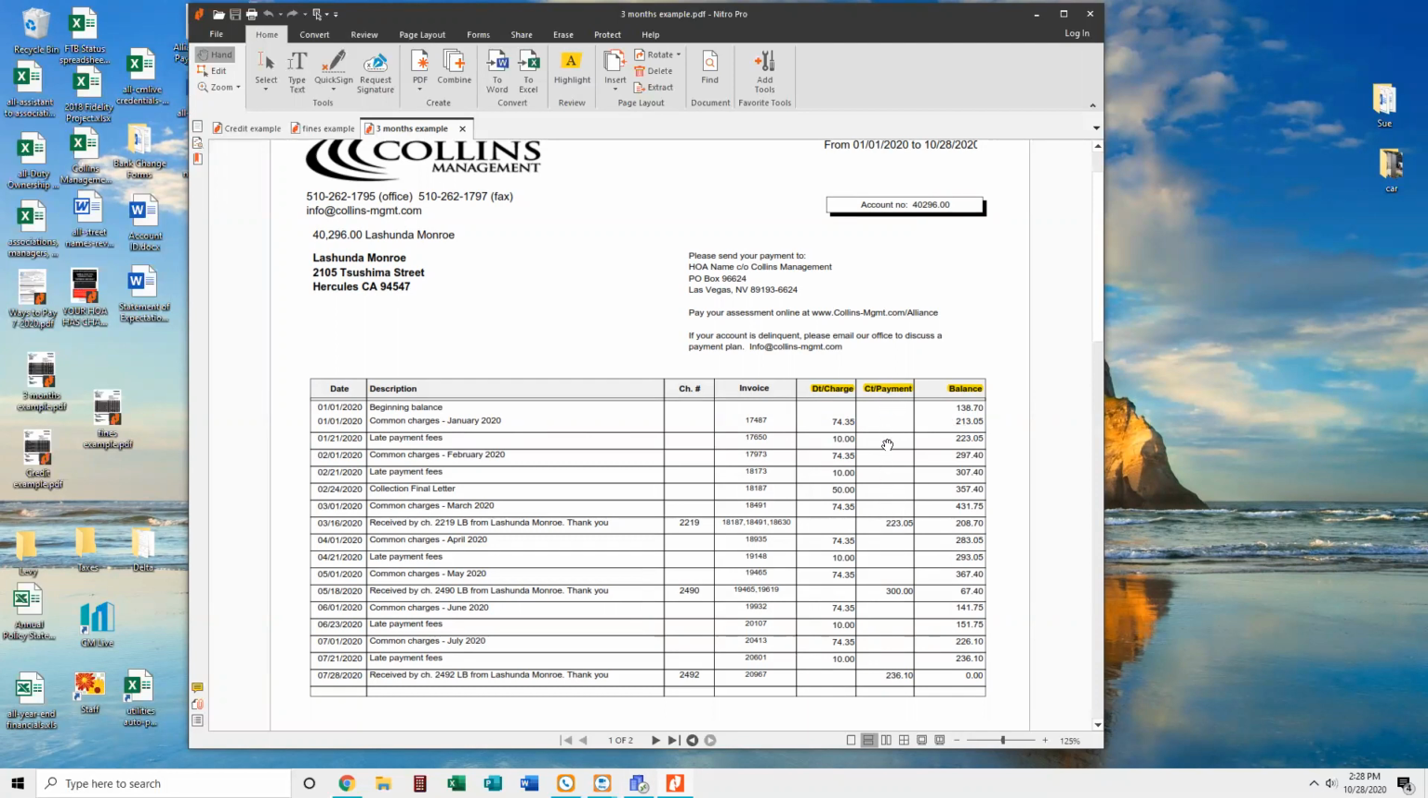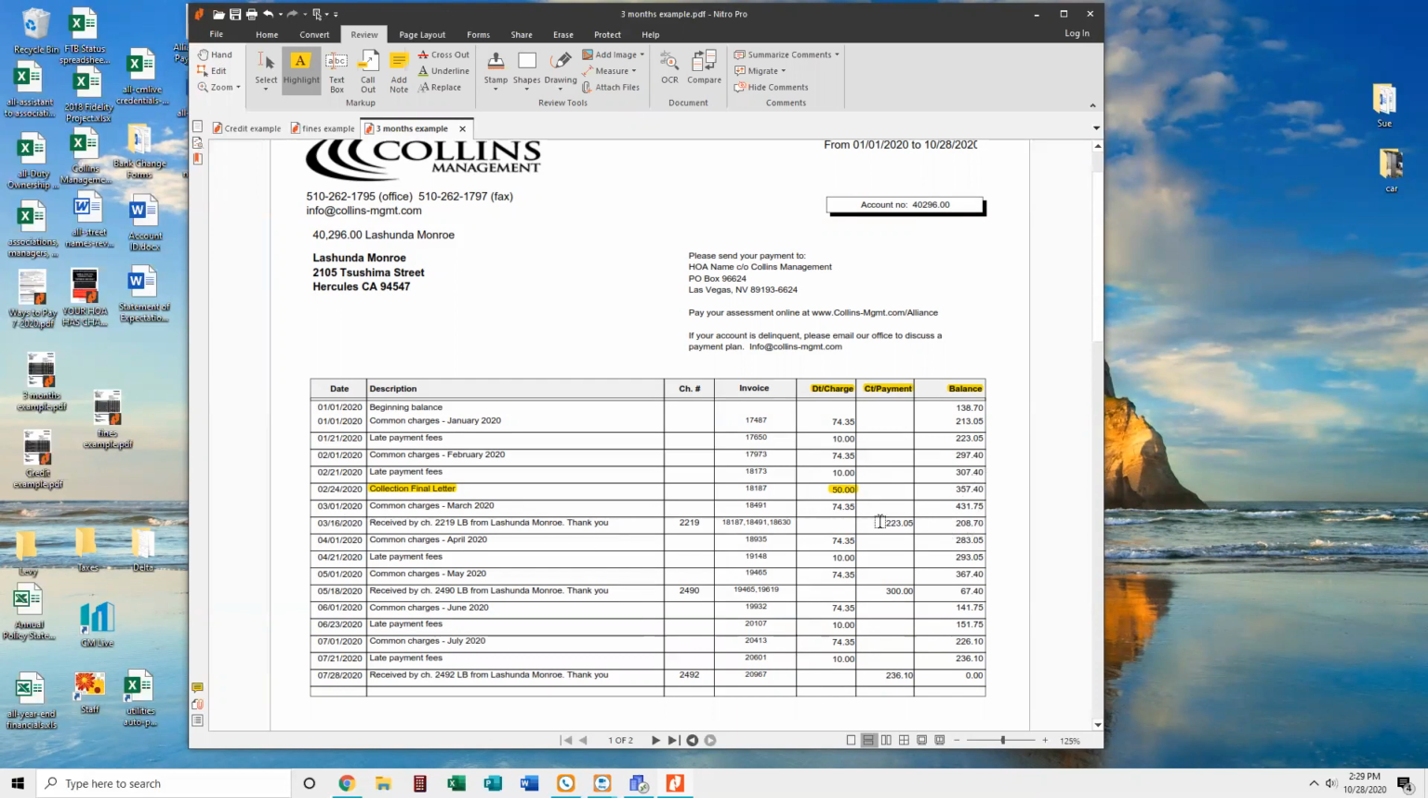So if any adjustments or any kind of payments had been made, that would show up in this column. And you can see here that this person was sent a final collection letter. I'm actually going to highlight that so you can see what I'm talking about. So they would get this final collection letter, which was posted, and that's a $50 charge. And then their March dues were charged.